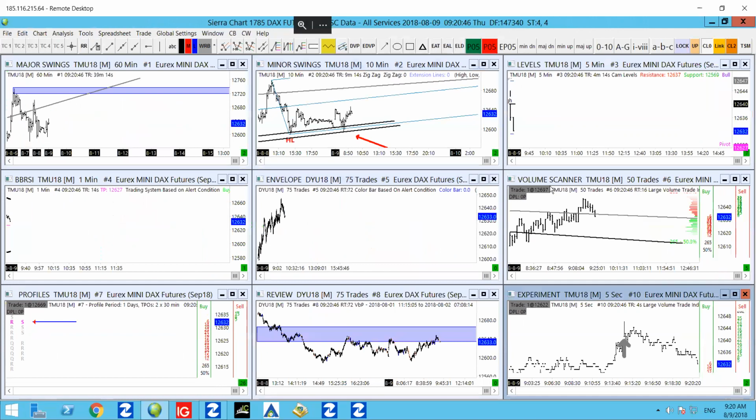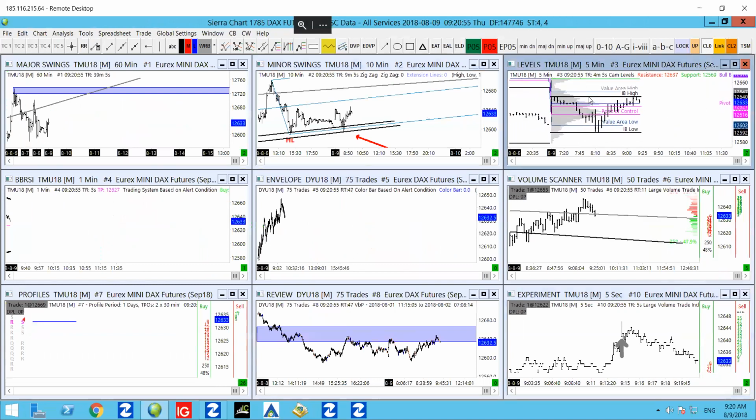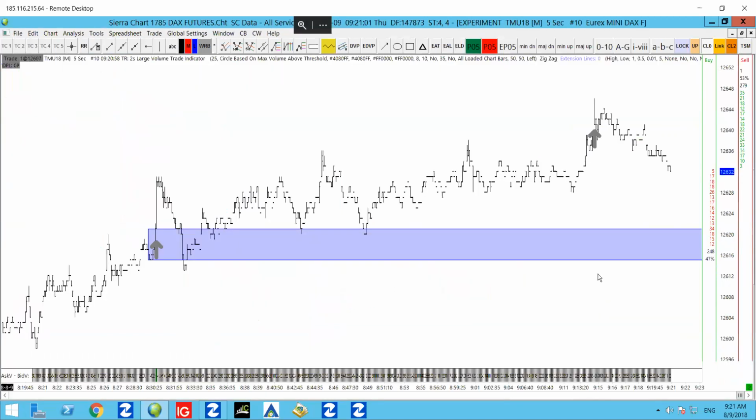Economic calendar wise, not really a huge amount to discuss. So maybe it's just going to be a boring day today. We'll see. But I'll be just taking care of some admin bits and pieces today. I'll be looking out for opportunities to get in with the volume scanner here.